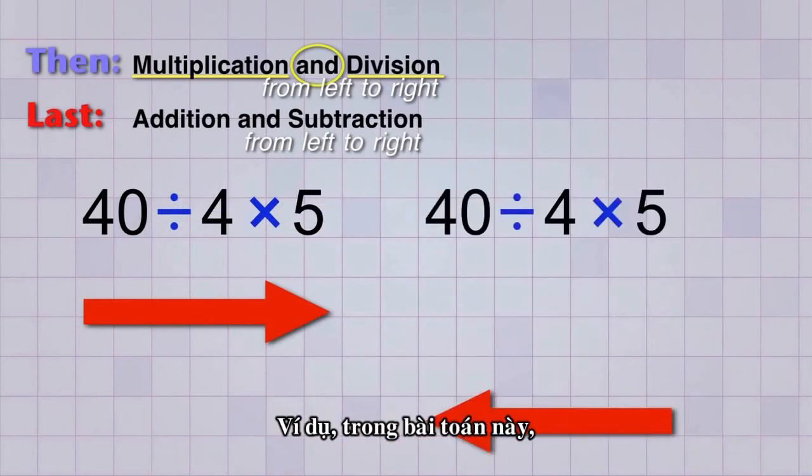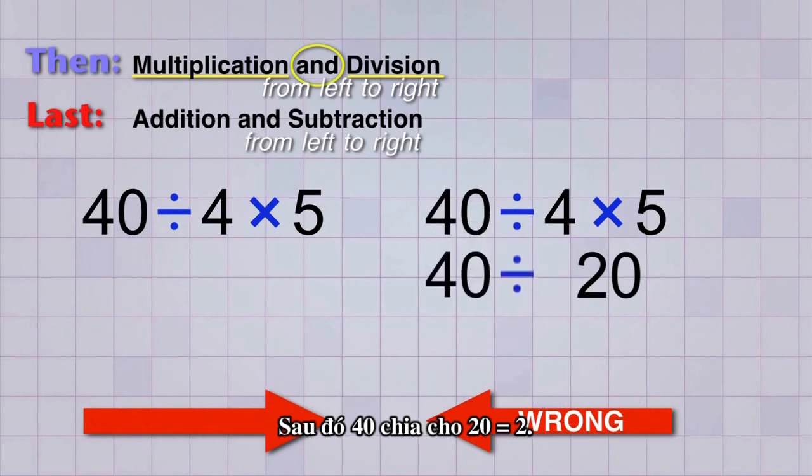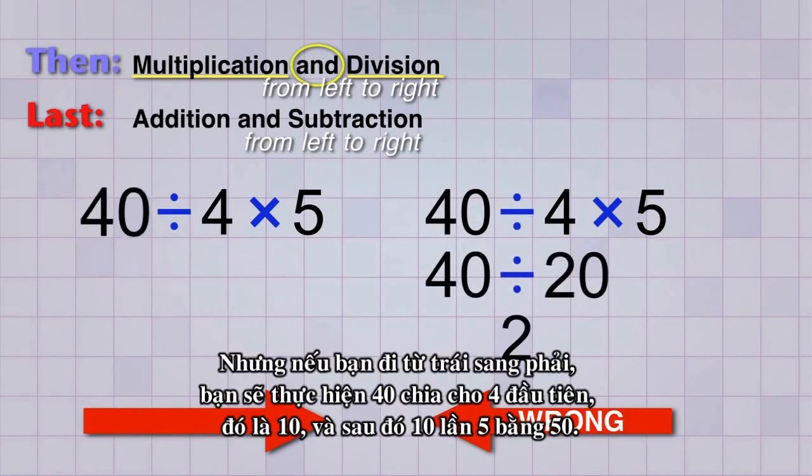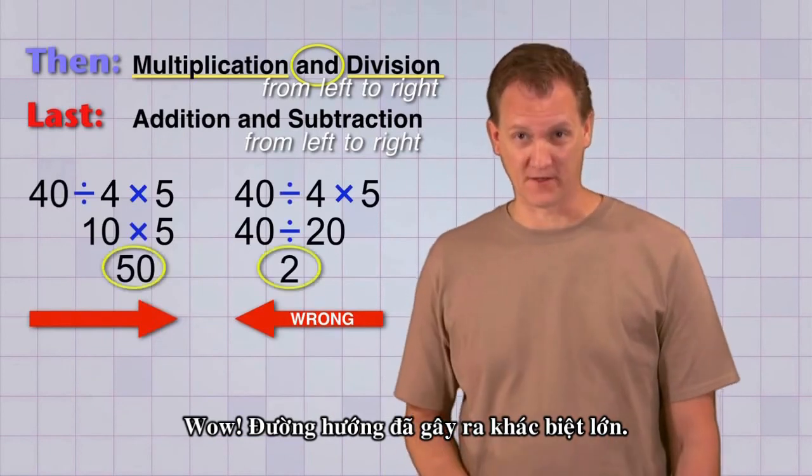to left. For example, in this problem, if you work from right to left the wrong way, you would do the 4 times 5 first and get 20. And then 40 divided by 20 equals 2. But if you go from left to right, you would do 40 divided by 4 first, which is 10. And then 10 times 5 equals 50. Wow, the direction we went made a big difference.